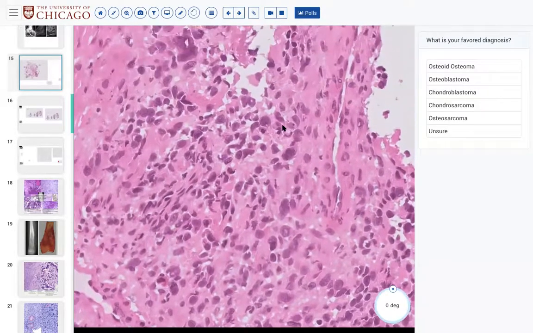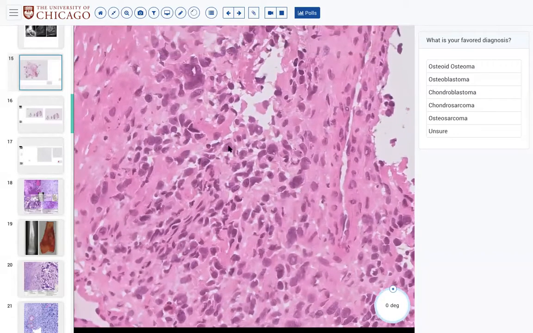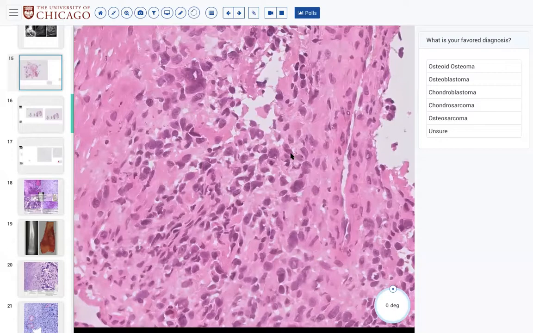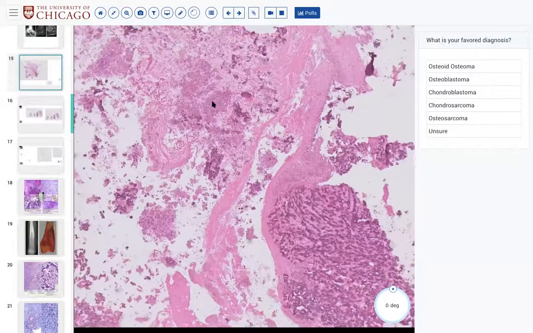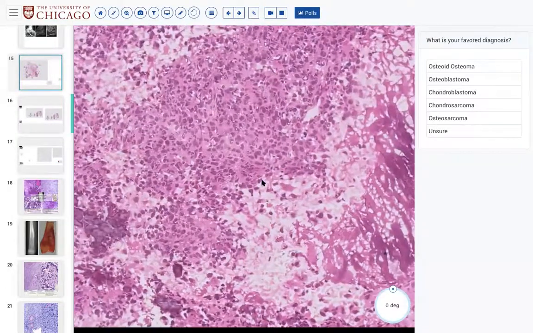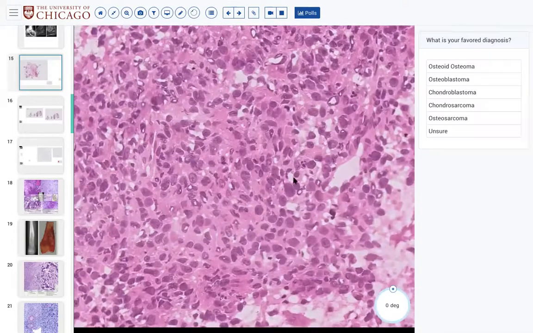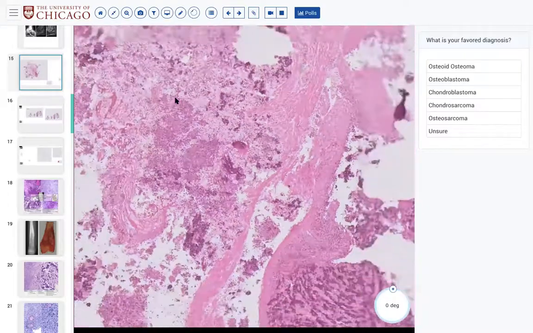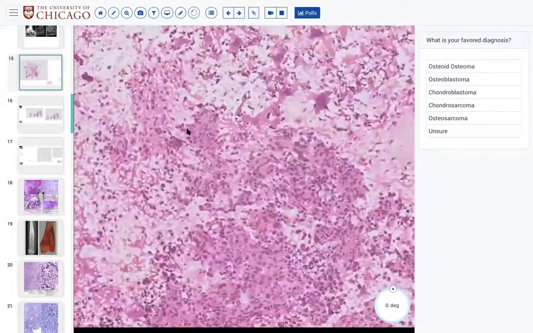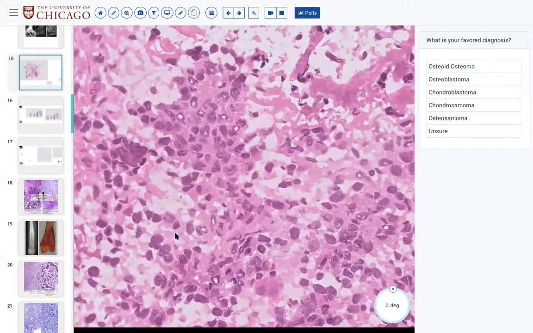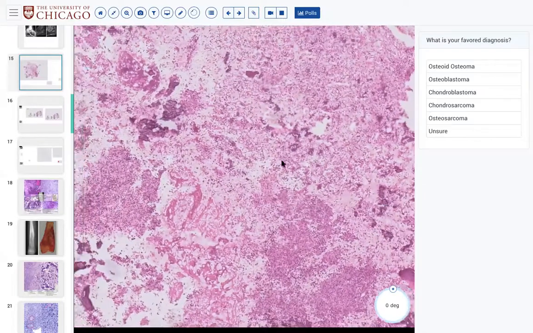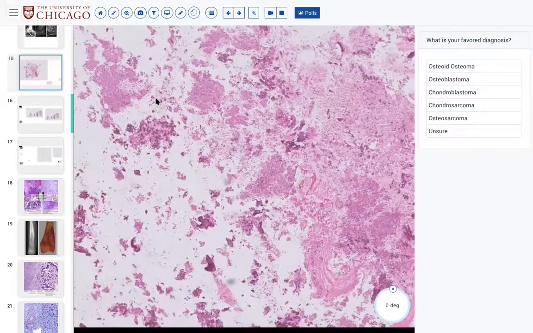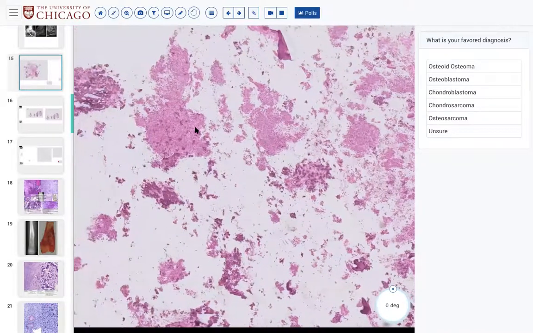The cells are large, hyperchromatic. I think I saw mitosis. Yeah, they are pleomorphic. So yeah, it's malignant. If it's a bone forming tumor, I would go with sarcoma. So osteosarcoma. Yes, it is osteosarcoma. I'll go through the permanents and we'll discuss why.